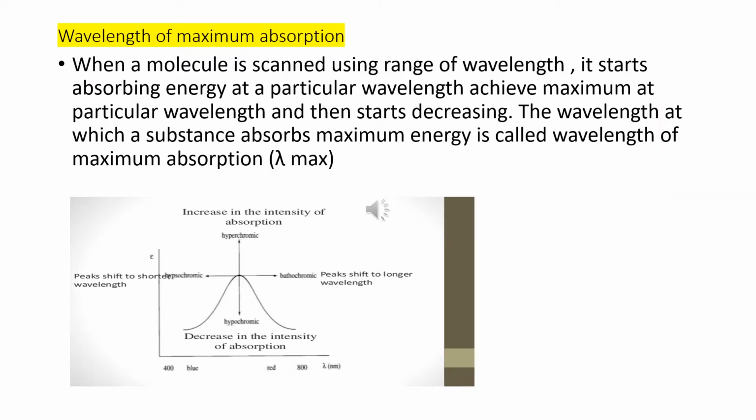Wavelength of maximum absorption. When a molecule is scanned using a range of wavelengths, it starts absorbing energy at a particular wavelength, achieves a maximum at a particular wavelength and then starts decreasing. The wavelength at which a substance absorbs maximum energy is called the wavelength of maximum absorption, that is lambda max. Here is the graph where the peak shows the maximum absorption, that is lambda max.